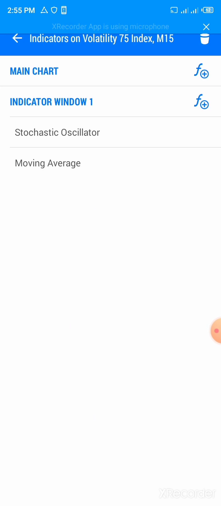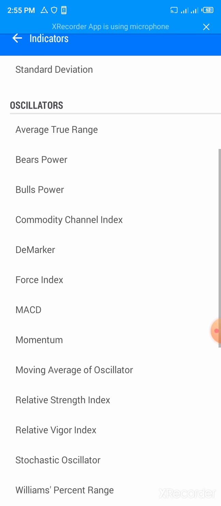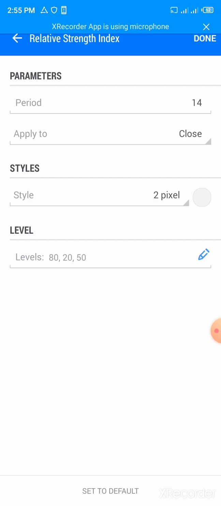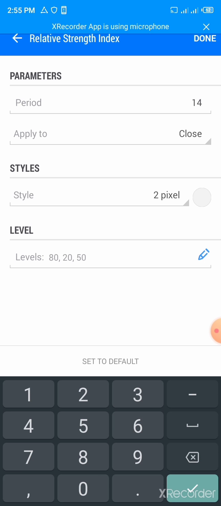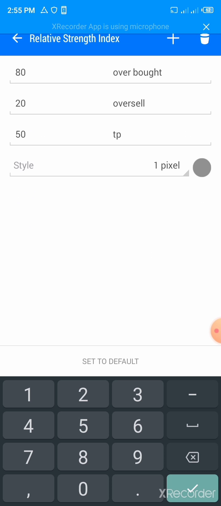Then you click on main charts. Then you go to relative strength index. That's what you're about to use. Relative strength index. The period is 14. Apply to close. The style is 2 pixel, or you can use any pixel of your choice, but me, I'm using 2 pixel, and the color is white.